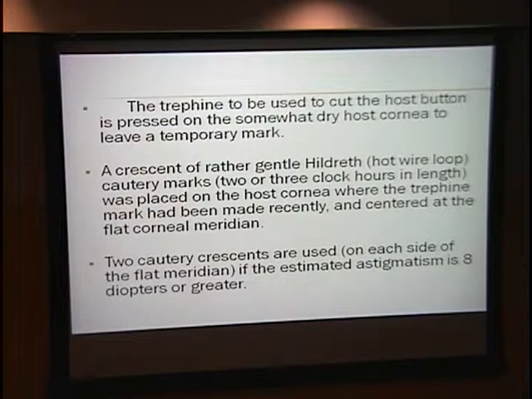The trephine to be used to cut the host button was pressed on the somewhat dry host cornea to leave a temporary mark. Just push it down on it and it left a mark. We let the epithelium dry a little bit on the host, so we had a mark there. And then crescent-shaped, rather gentle Hildreth or hot wire cautery marks were made right at those marks, over 2 to 3 clock hours in length, placed on the host cornea where the trephine mark had been made recently and centered at the flat corneal meridian. And sometimes two cautery crescents were used, one on each side of the flat meridian, if the estimated astigmatism was 8 diopters or greater.